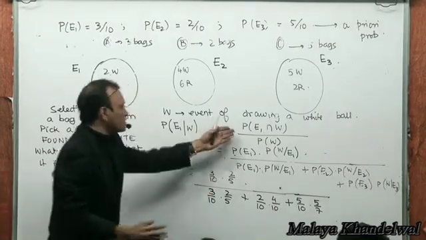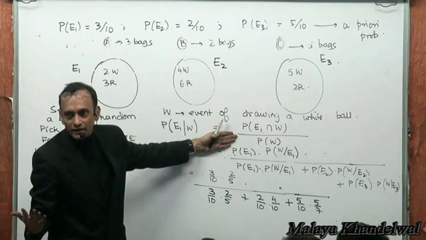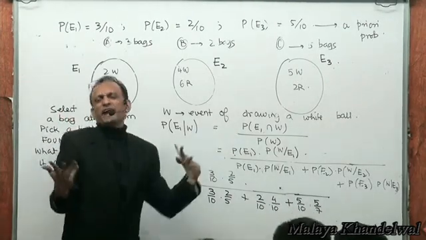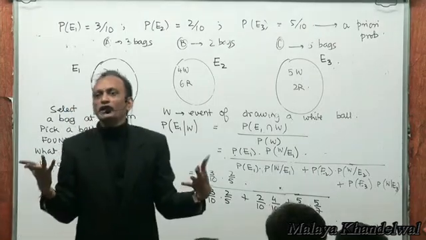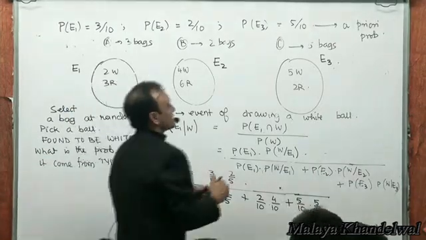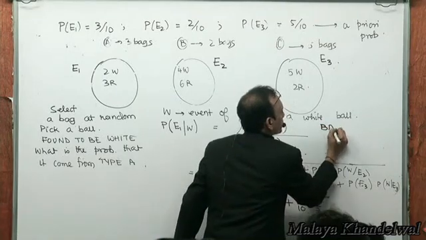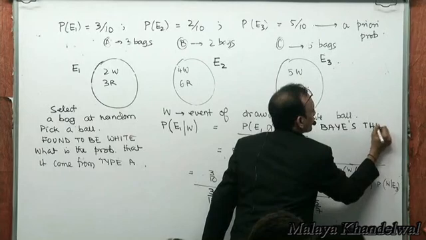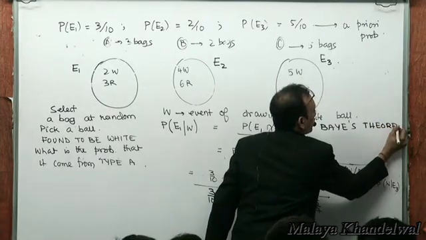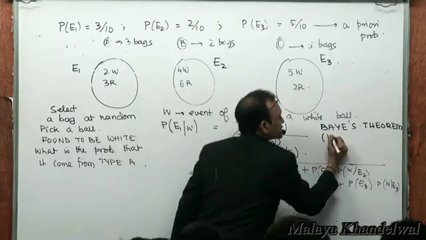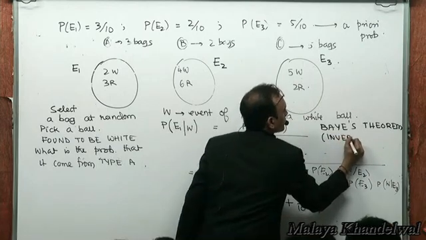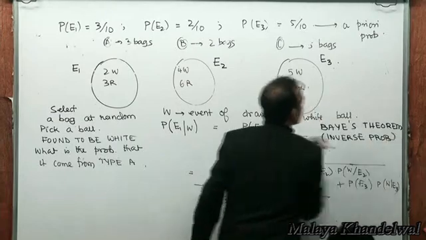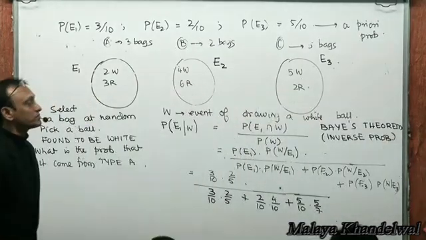And this essentially is what? This is only a statement of conditional probability. They have given it a name. They call it Bayes theorem, or inverse probability.